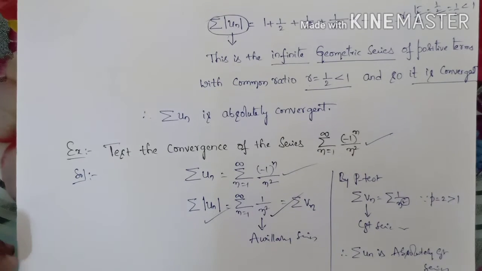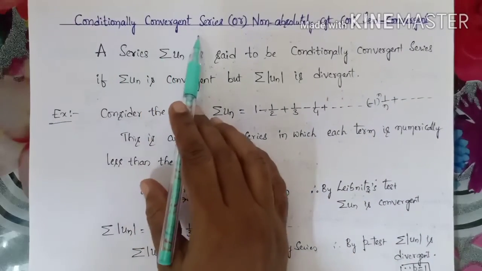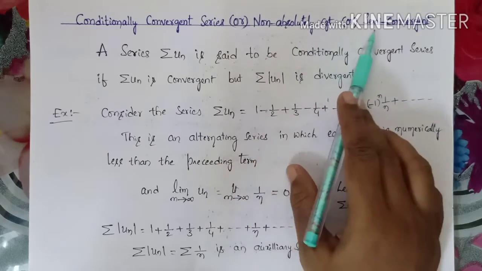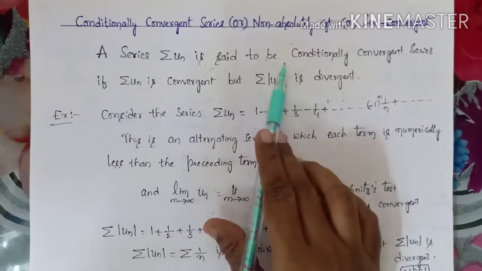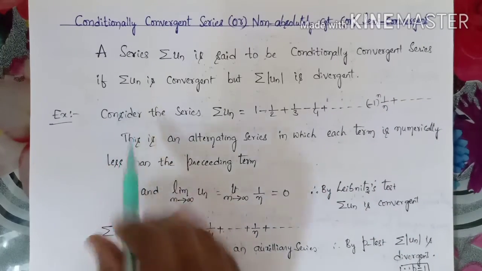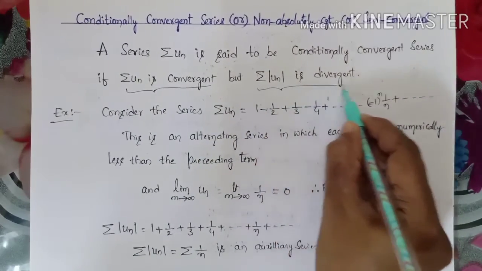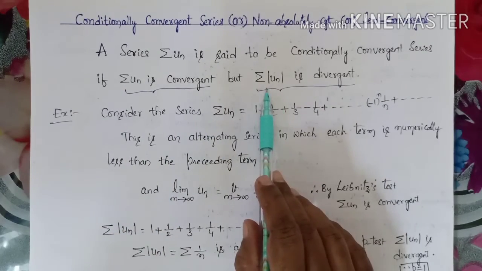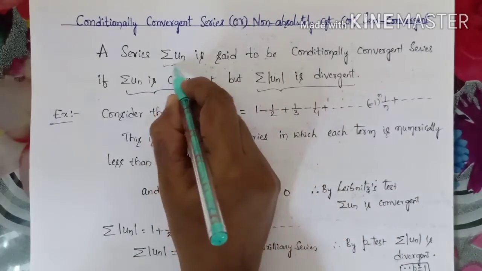Now we'll see conditionally convergent series. We call it also non-absolutely convergent or semi-convergent. A series sigma un is said to be conditionally convergent series if two conditions are satisfied. What are they? Sigma un is convergent, sigma mod un is divergent. If these two conditions are satisfied, then this series is conditionally convergent.